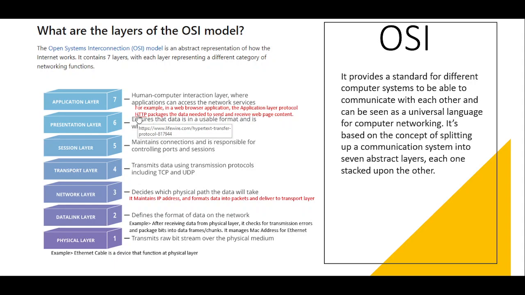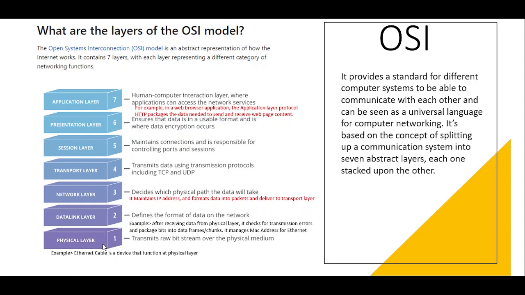So OSI stands for Open System Interconnection. It contains 7 layers, with each layer representing a different category of networking function. Basically, to communicate between two systems, we split the communication into 7 different layers. That is what OSI means. It is based on the concept of splitting up a communication system into 7 abstract layers. Let's take an example that you go to a browser and write www.facebook.com. Behind the scene, it goes through these 7 layers.